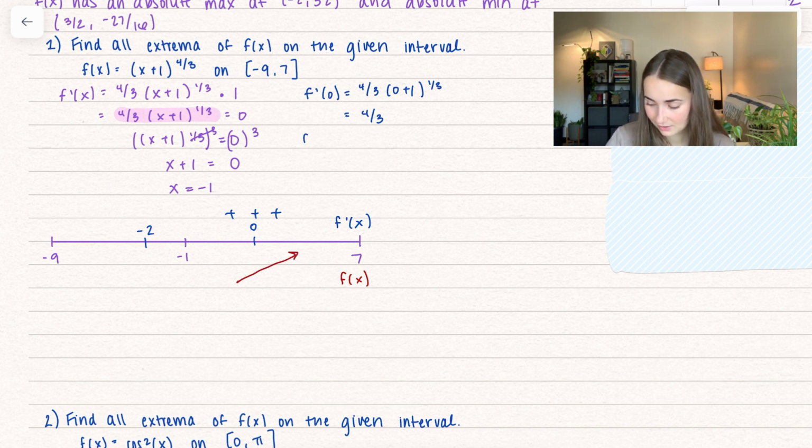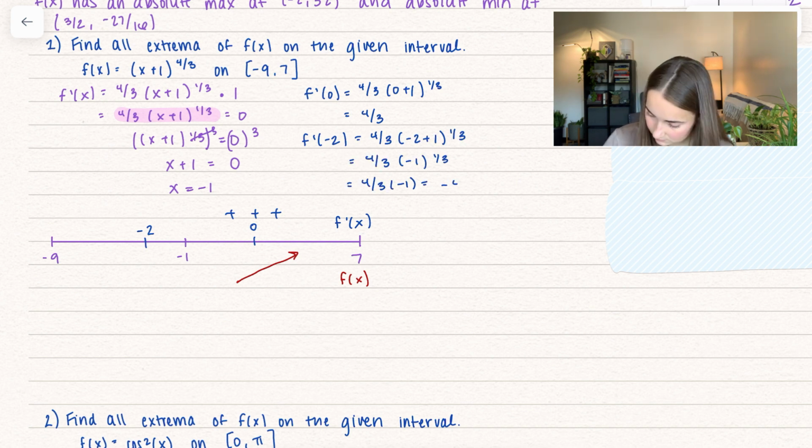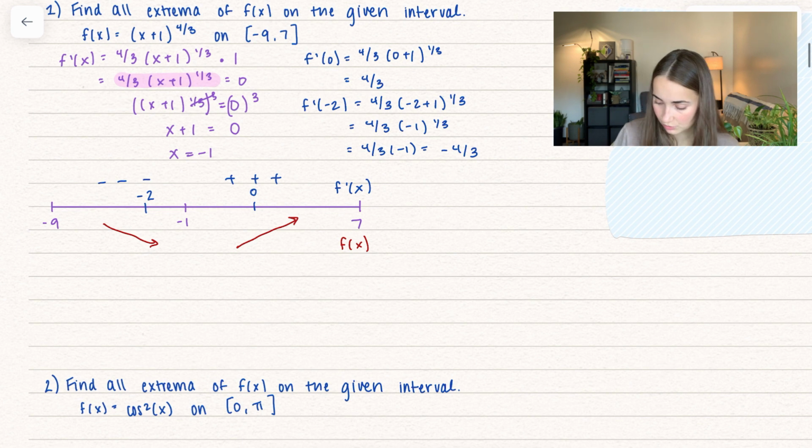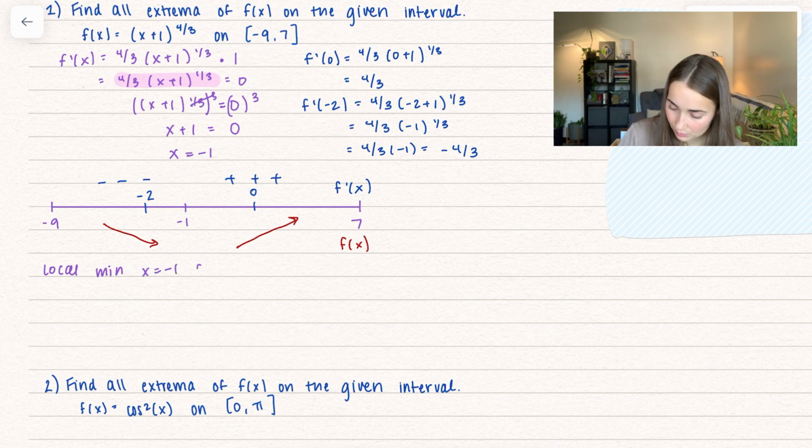So now let's plug in our other value. And here I have a negative value, and so that tells me my function is going to be decreasing. So when we look at our local extrema, I can see that we have a local minimum at x equals negative 1 because our derivative goes from negative to positive.